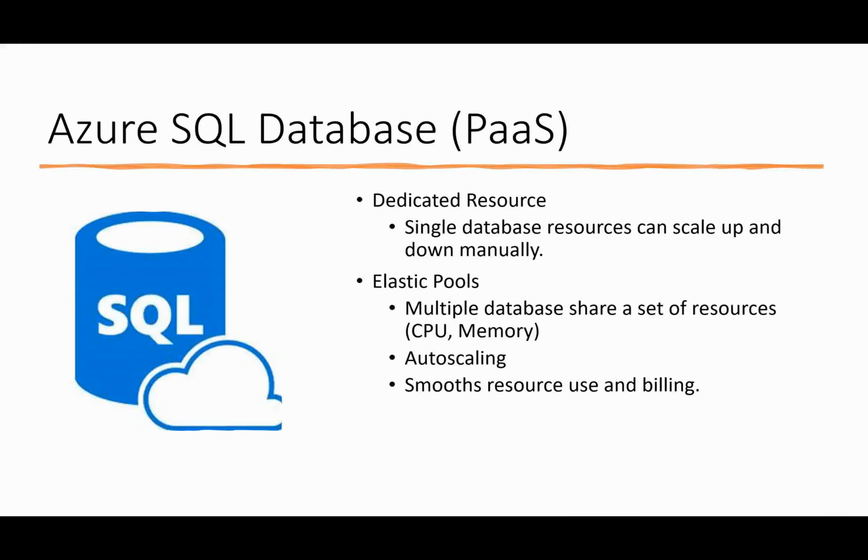Azure SQL Database has dedicated resources in the cloud, and those resources can be scaled up or down manually. You can create elastic pools for your Azure SQL Database, and with this option, you pool multiple databases which share a set of resources in the elastic pool. And then you would get auto-scaling within those resources. So say one database was busy at one time of day, a different database was busy at a different time, then they could auto-scale up and down to make best use of the CPU and the memory and the throughput within that pool. So it'll smooth out resource usage and also billing.